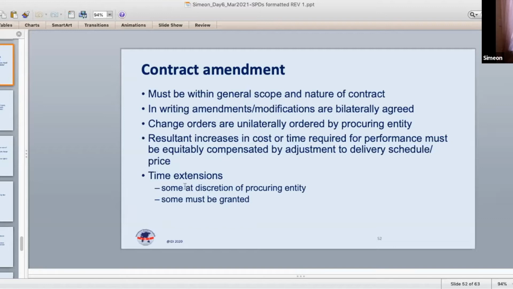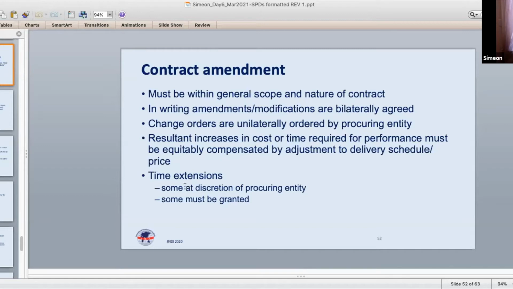It may be due to the fact that there's a very urgent situation that needs to be addressed, something needs to be changed in how the construction is being done on a particular aspect. And there's no time, it's very urgent. So rather than having a problem and delay in reaching an agreement, the procuring entity or its representative can order a change. That's referred to as a variation order.